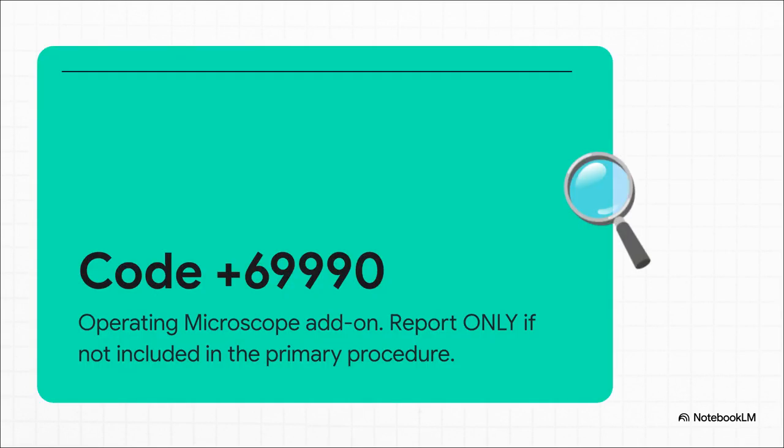Now, we honestly cannot talk about ear and eye surgeries without talking about the operating microscope add-on code 69990. Here is your explicit warning. A lot of microsurgical codes already bundle microscopic visualization right into their base description. You only report this add-on code if the primary procedure does not already include it. It is absolutely crucial to always check the parenthetical notes under your primary code. If the guideline says the microscope is included, you must leave 69990 off your claim to avoid a frustrating unbundling denial.